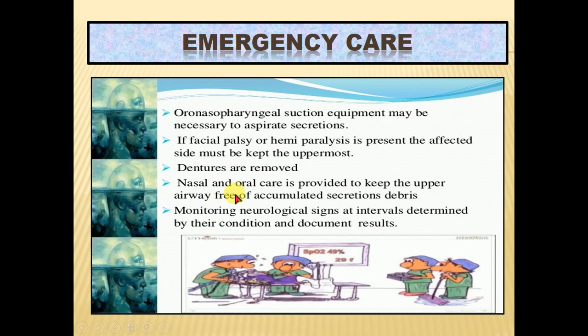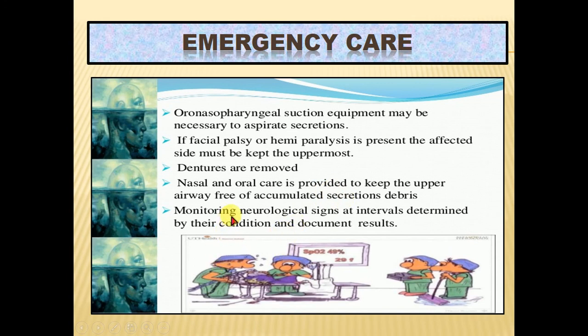See, the upper airway has to be free from accumulated secretions, okay, debris. All of you must have seen a brown coating is there because the patient is usually a mouth breather. The mouth is kept open. The oral cavity has to be taken care of repeatedly. The nose also will be full of debris, so that has to be cleaned every 4 hourly. Okay, so that is why we need to have nasal and oral care. Okay, and this upper airway has to be free of accumulated secretions and debris.